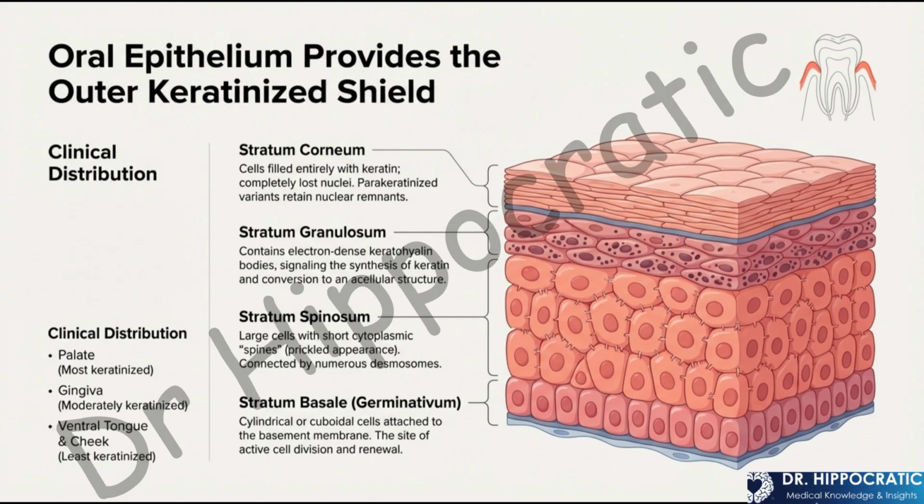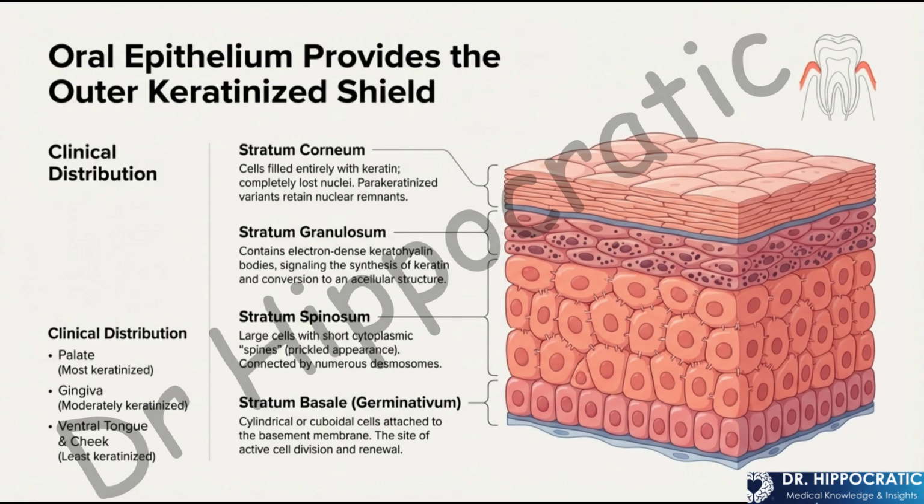They enter the stratum spinosum. These are large cells that develop short cytoplasmic spines, which gives them a prickled appearance. Oh, weird, like little spikes. Yeah, exactly. And they use these spines to connect to each other with numerous desmosomes. And desmosomes are basically like microscopic spot welds holding the cells together, right? Precisely. They provide serious tensile strength. Then moving up again, we hit the stratum granulosum, which contains these electron-dense keratohyaline bodies. Keratohyaline bodies, got it. Right, and this is where the cell starts actively manufacturing keratin, which is a tough, fibrous protein.